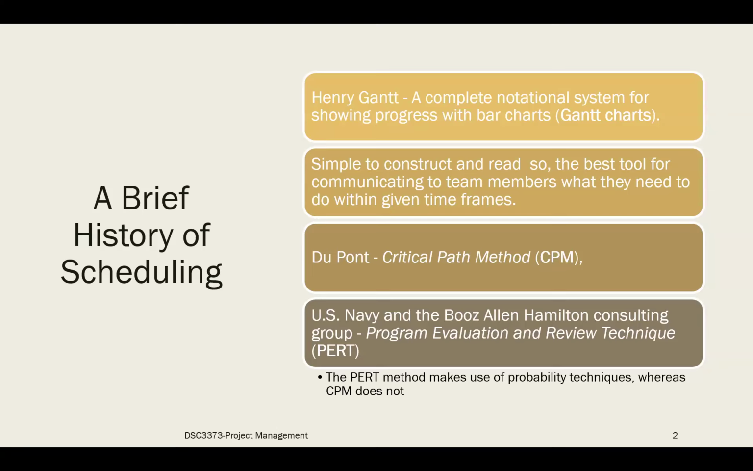I think you have already covered that area on critical path method and the PERT with Professor Amrasen. Yes, I guess. Right. And then the US Navy and Booz Hamilton got together to introduce the PERT method, which used probability techniques, whereas CPM did not use any probability techniques. So these are the methods that were introduced.